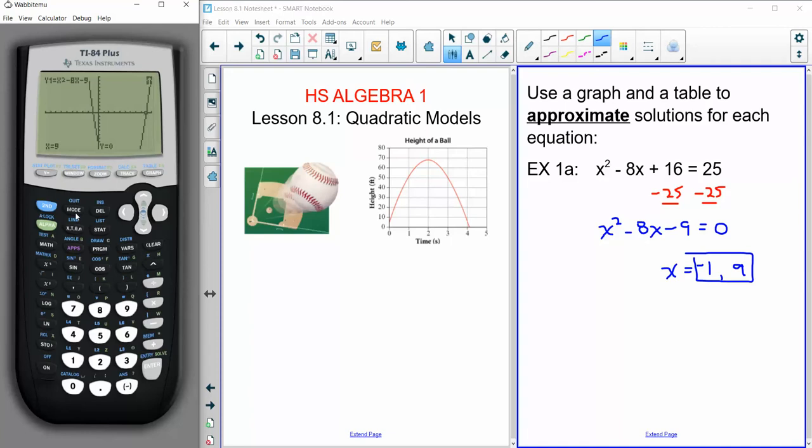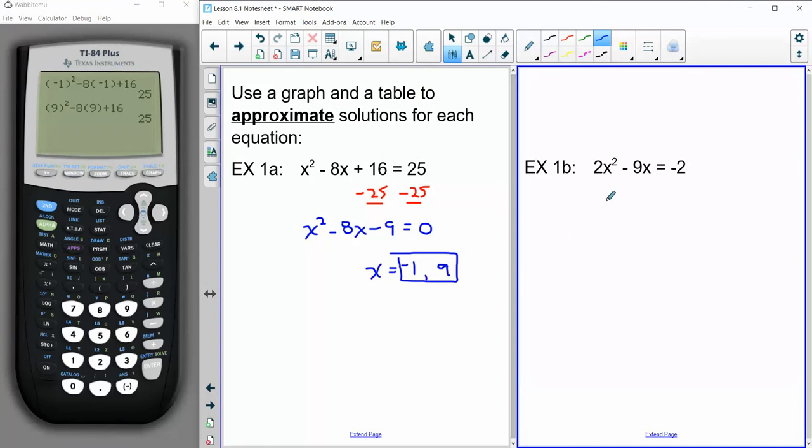One more thing we can do on the main screen is we can do negative 1 squared minus 8 times negative 1 plus 16. And when I hit enter, this should be 25. It is. If I hit second enter, I can bring the equation back up. Let's delete that negative sign, put in a 9, hit enter. Again, I get 25. So without a doubt, negative 1 and 9 are the solutions.